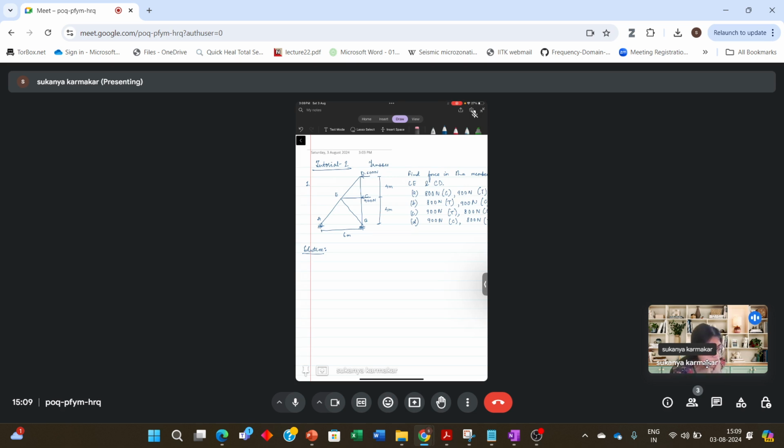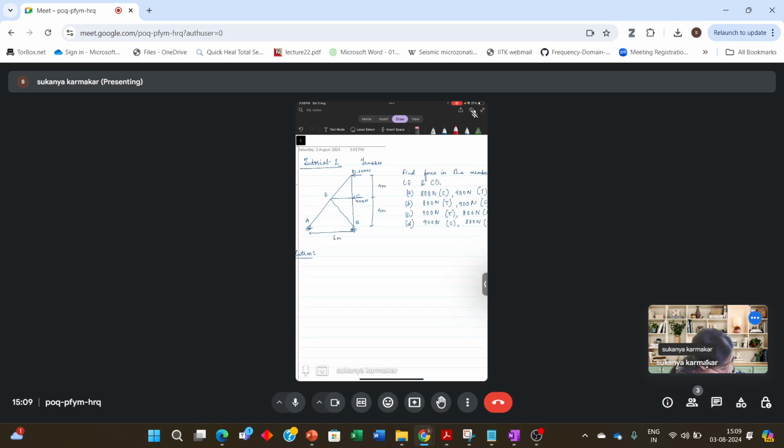So should I draw the free body diagram, or can I also use the method of section? Let's use the method of section. I'll show you why it will be easier. So you need to find out the force in the member CE and the member CD.